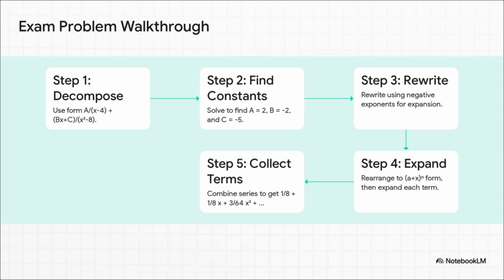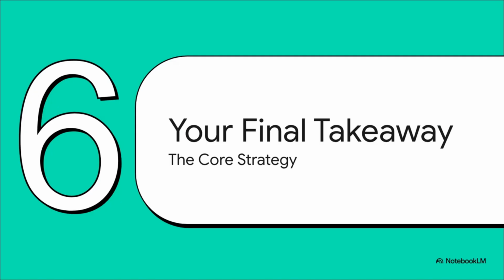Now, Step 4 has a classic exam trap. For the term x minus 4 to the negative 1, we need it in the form 1 plus something to use our formula. So we have to first rewrite it as negative 4 plus x to the negative 1 and then factor out that negative 4. After you've carefully expanded both of those tricky parts and collected all your like terms, you arrive at that final answer. Phew!